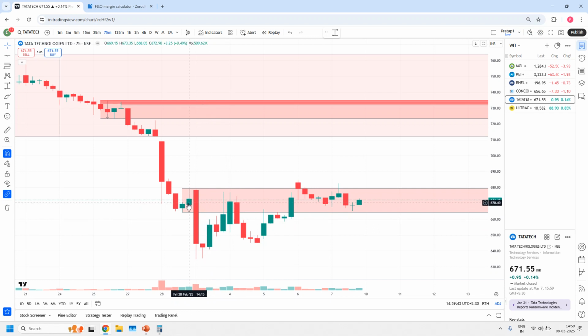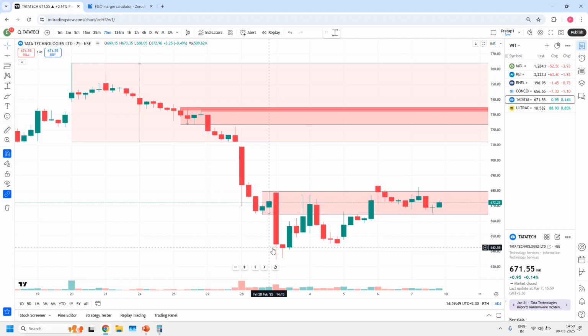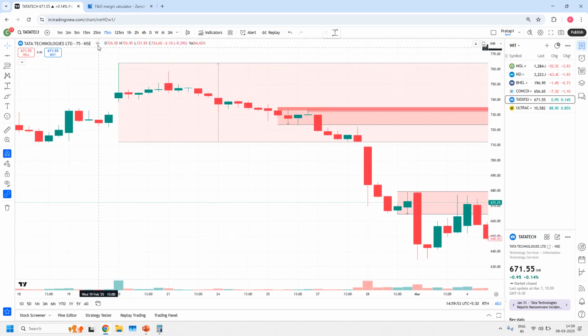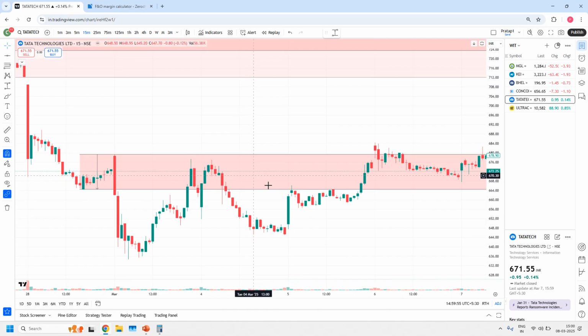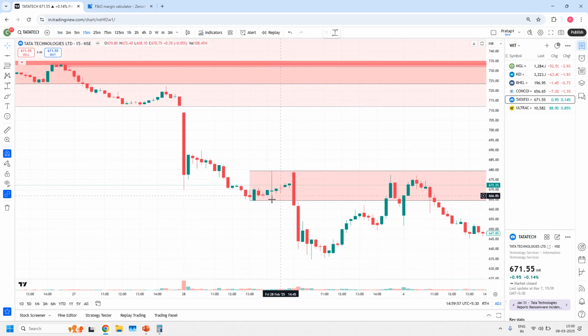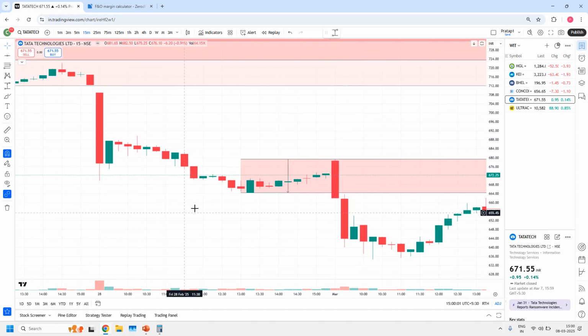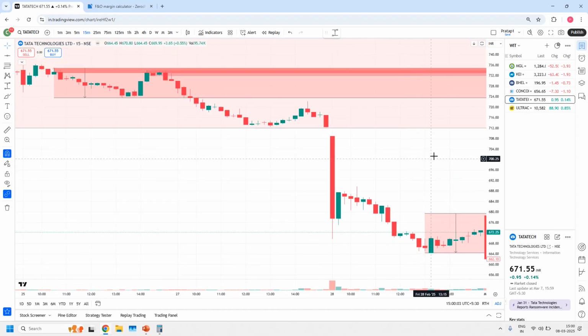Okay, now let's analyze. When is this zone created? 3rd March, Monday. So after this zone is created on Monday, what should you have done? You should have analyzed this zone. How? Go to the 15 minutes time frame. In the 15 minutes time frame, is there any 15 minute zone available? That way you have to see.